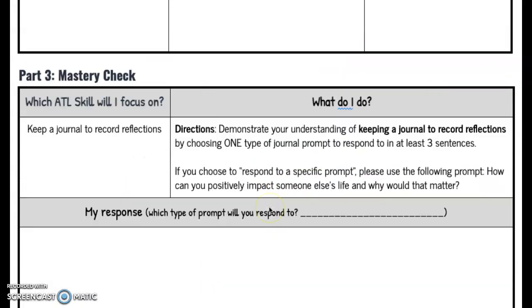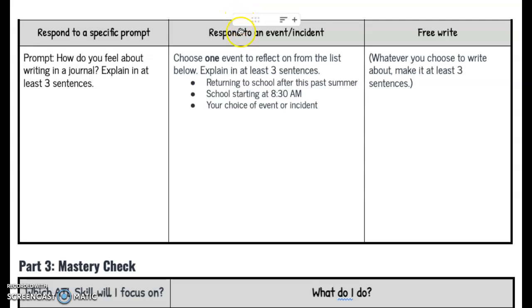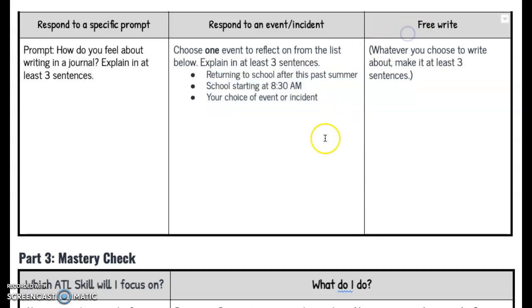The mastery check for this lesson is going to be very similar to the practice. We're still keeping a journal to record reflections, and you're going to demonstrate your understanding of this skill by choosing one type of journal prompt to respond to in at least 3 sentences. If you're choosing to respond to a specific prompt, you'll use the prompt you'll see on your paper here. You could also choose the other 2, which are respond to an event or incident, any event or incident, it doesn't have to be one of these, or just free writing.